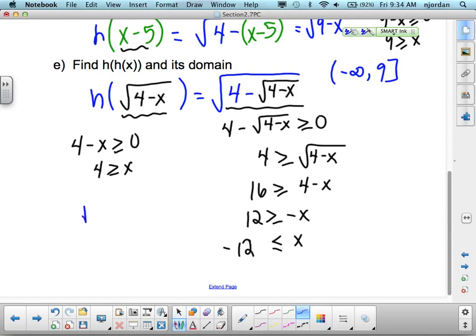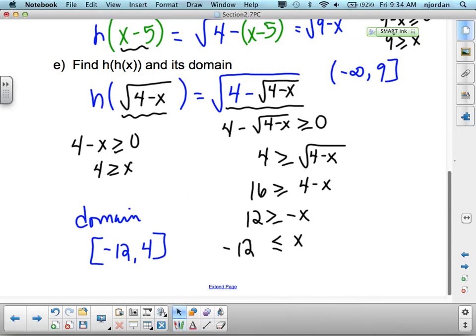So for the domain for this problem, we have to include both restrictions: x is less than or equal to 4, but also greater than or equal to negative 12. So in interval notation, we've got that. All right, so composition of functions basically is substituting in.